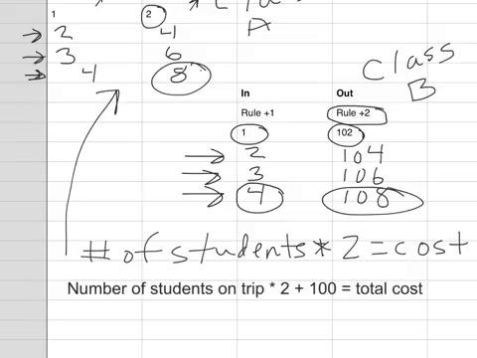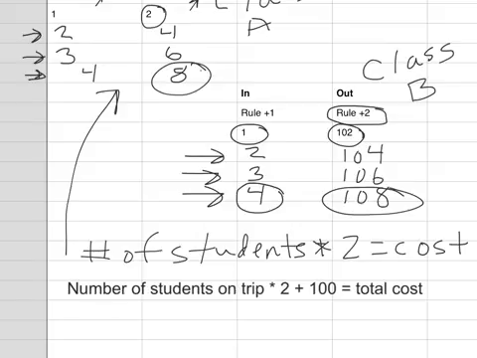With all of this being said, the formula down here that I've typed up, number of students on the trip times 2, because that's the cost of each of the tickets, and we're going to add that $100 for the tour guide, is going to equal our total cost. So this is going to incorporate a little bit more of a formula that's a little bit different than the top one that I had written. So we're going to do number of students times 2 plus 100 to equal the total cost.